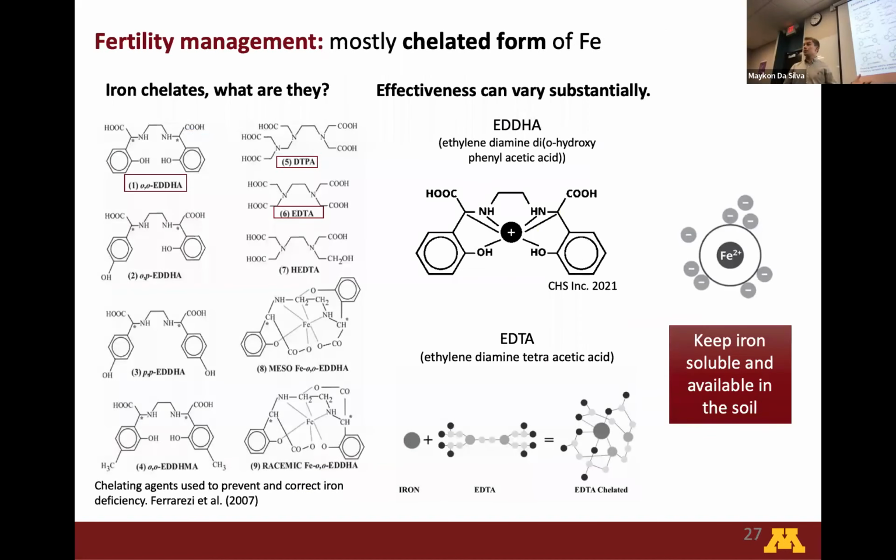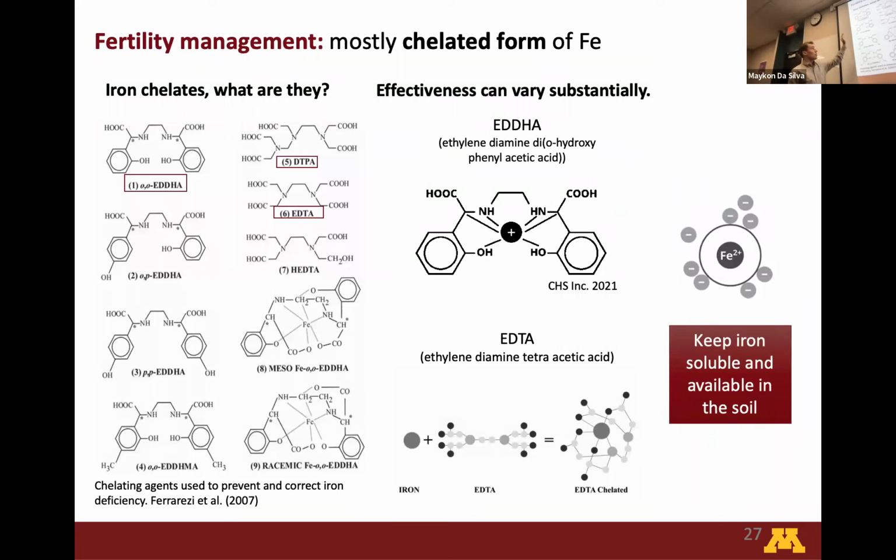As farmers indicated in the survey, fertility management is another strategy adopted by them, mostly through the application of a chelated form of iron. But you might also ask, what is an iron chelate? So an iron chelate is a synthetic or naturally derived product that binds a metal cation, in this case iron, to multiple sites, as shown in these figures here, protecting it from interacting with other things in the soil and keeping iron available for a longer period of time in the soil.